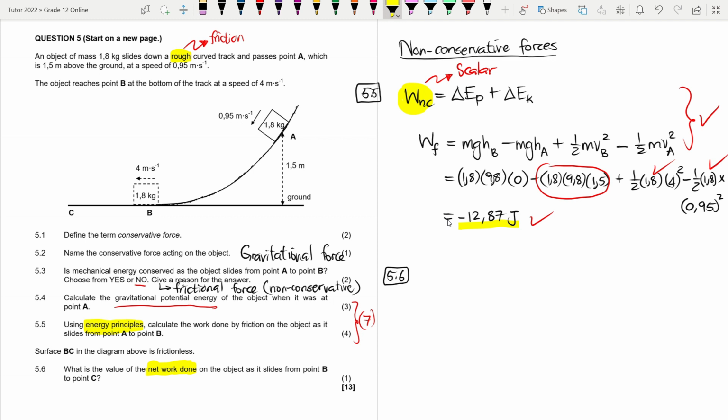I want to say it's 0. Okay, why is that? Because if there's no friction from B to C, then the only forces acting on the block would be Fn and Fg. And at that point, because it will be cos 90, so then it will be 0.